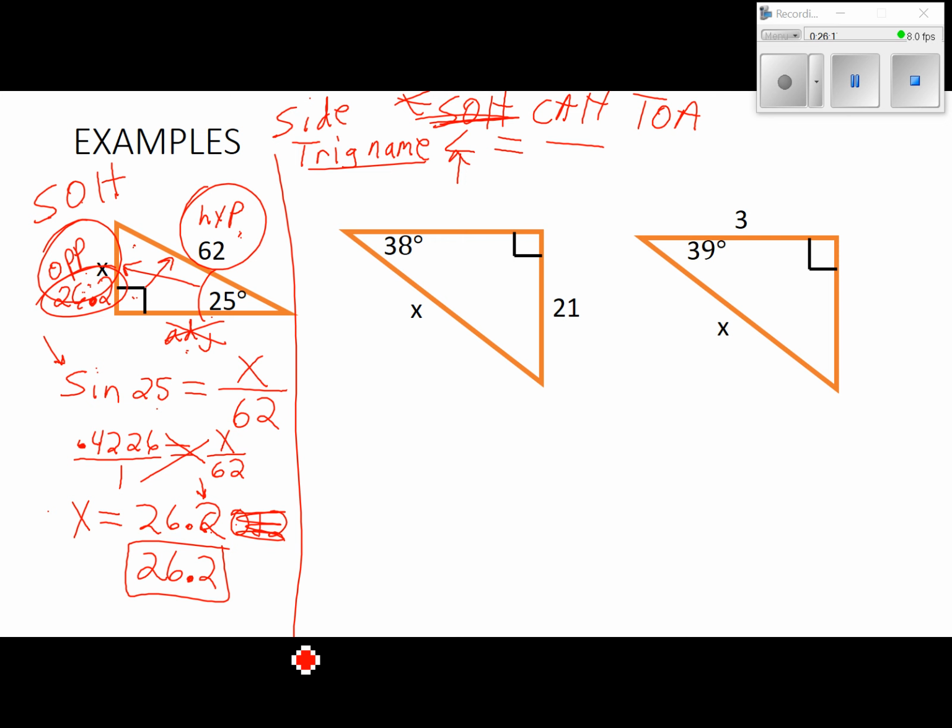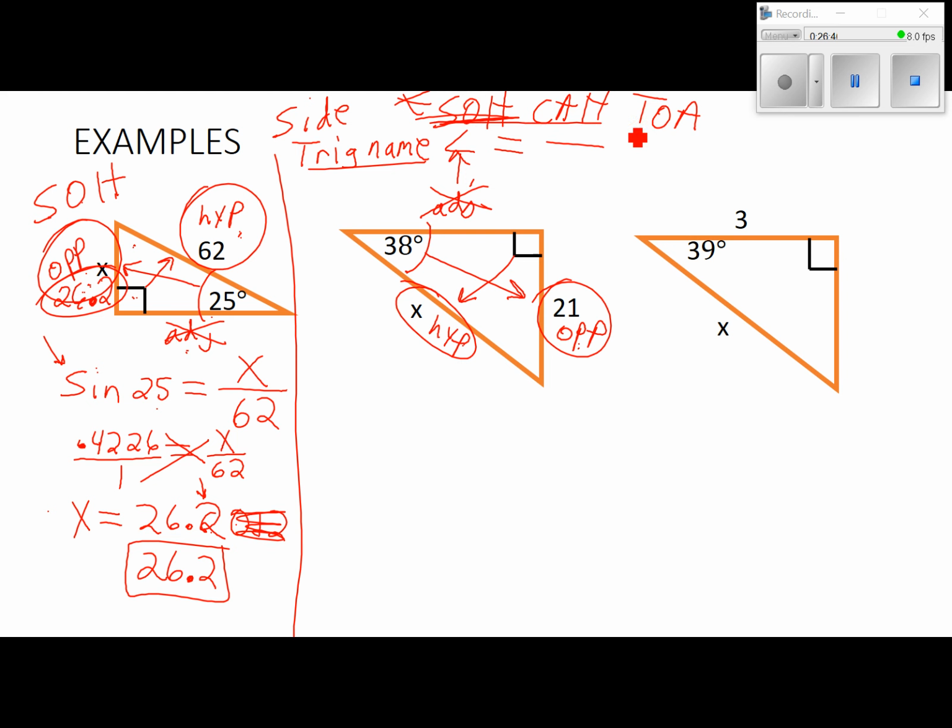Next one. Pick the angle. Well, we're going to pick this angle because that's one they told us. That's your opposite. We're going to label the triangle. That's your hypotenuse. The side over here is your adjacent. We're looking for the hypotenuse. They told us the opposite. Again, we really don't care about the adjacent this time, so we're just going to ignore it. Then we're going to set up our equation.